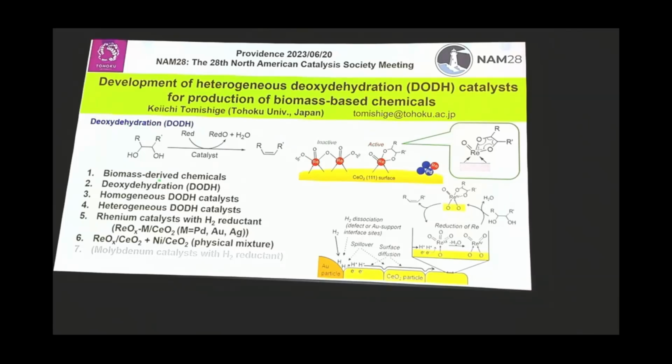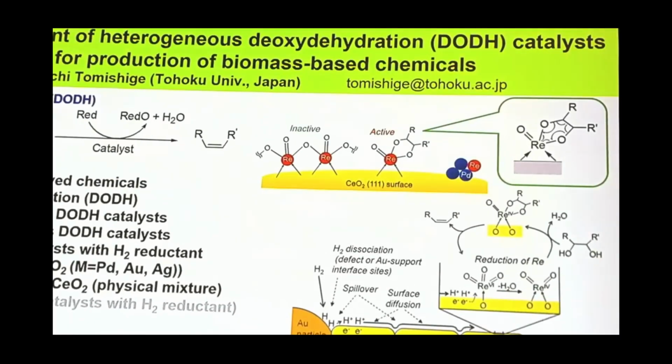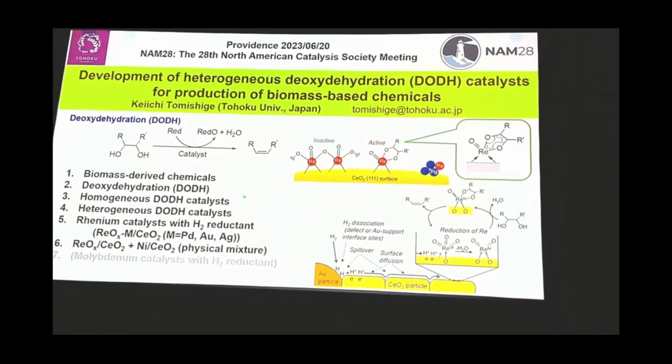The contents of my talk are here, and the deoxydehydration reaction is not so popular. This is the reaction equation: vicinal OH groups can be converted to a double bond using a catalyst and a reductant. At first, I would like to explain the production of biomass-derived chemicals, and then I would like to explain the DODH and the DODH catalyst.